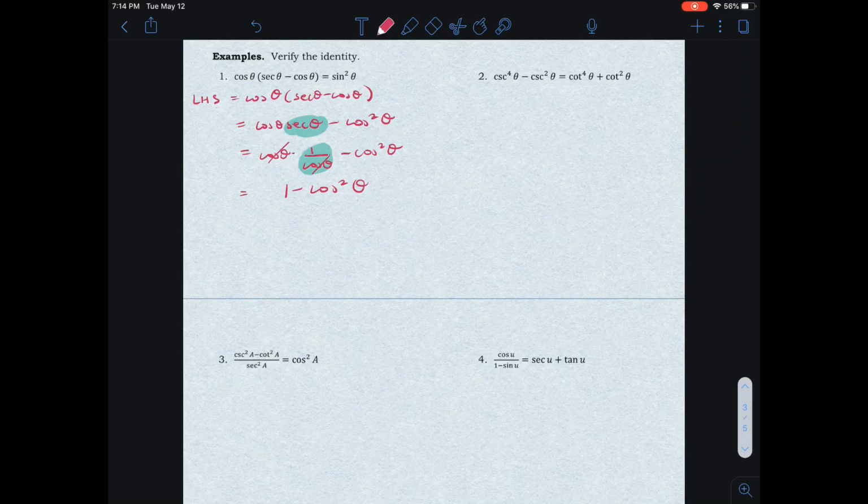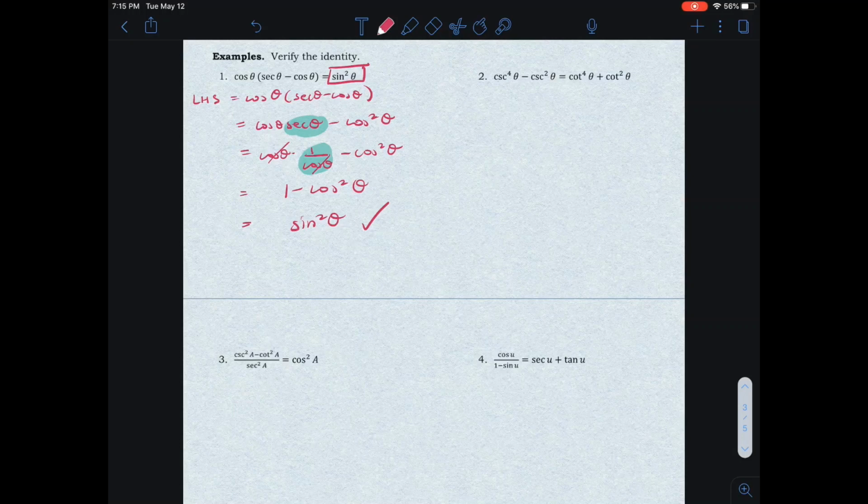And you know you want to keep going because this is your goal, right? You know what you're trying to end with. You're trying to end with sine squared theta. And so keeping that goal in mind, I notice that 1 minus cosine squared is simply just sine squared. That's using our Pythagorean identity. And you're done, right? That's your right-hand side.